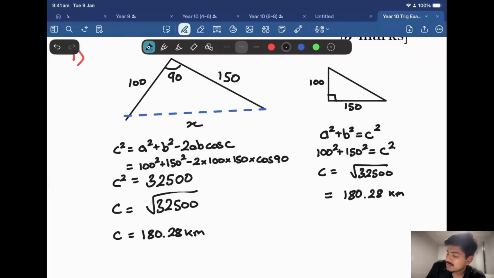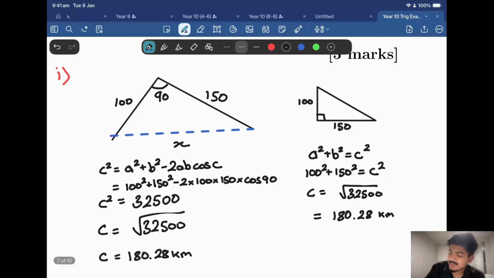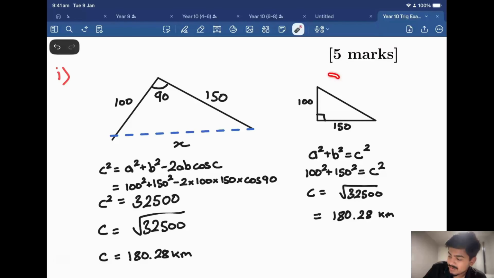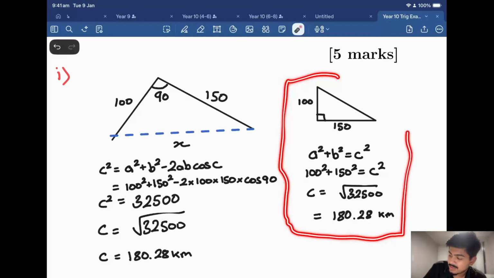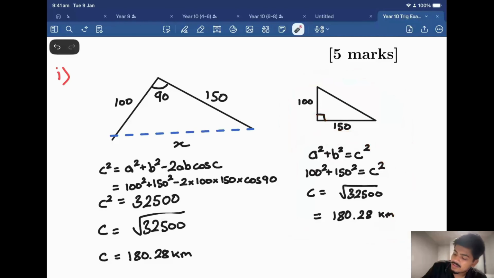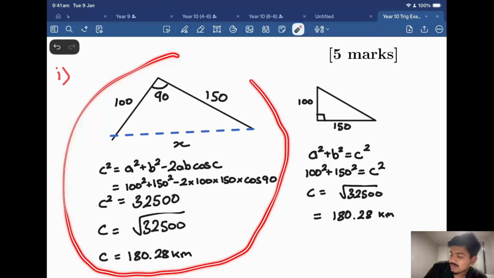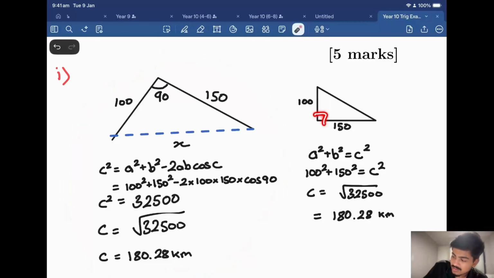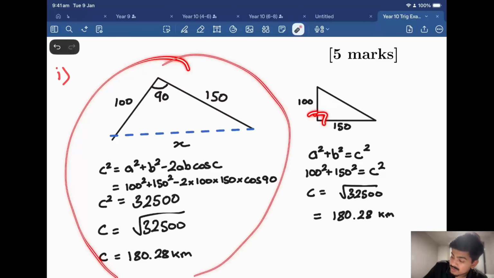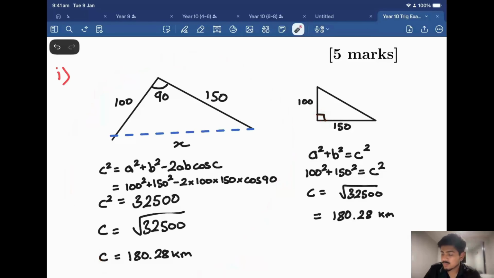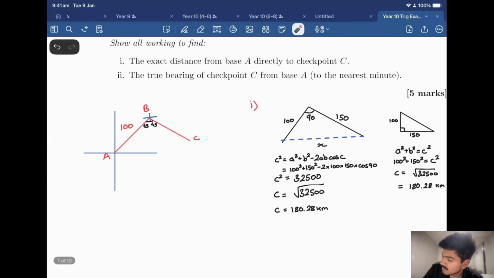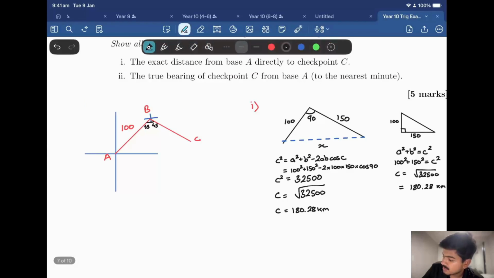Yeah, what would I do in this question? In my opinion, Pythagoras is easier, because this angle is just 90 and we have to do a lot less working out. Cos rule also works. If you didn't see this, then you'd have to use cos rule, but if you did see this, then Pythagoras would be the more efficient way to do it. Okay, next question. Find the true bearing of checkpoint C from base A.